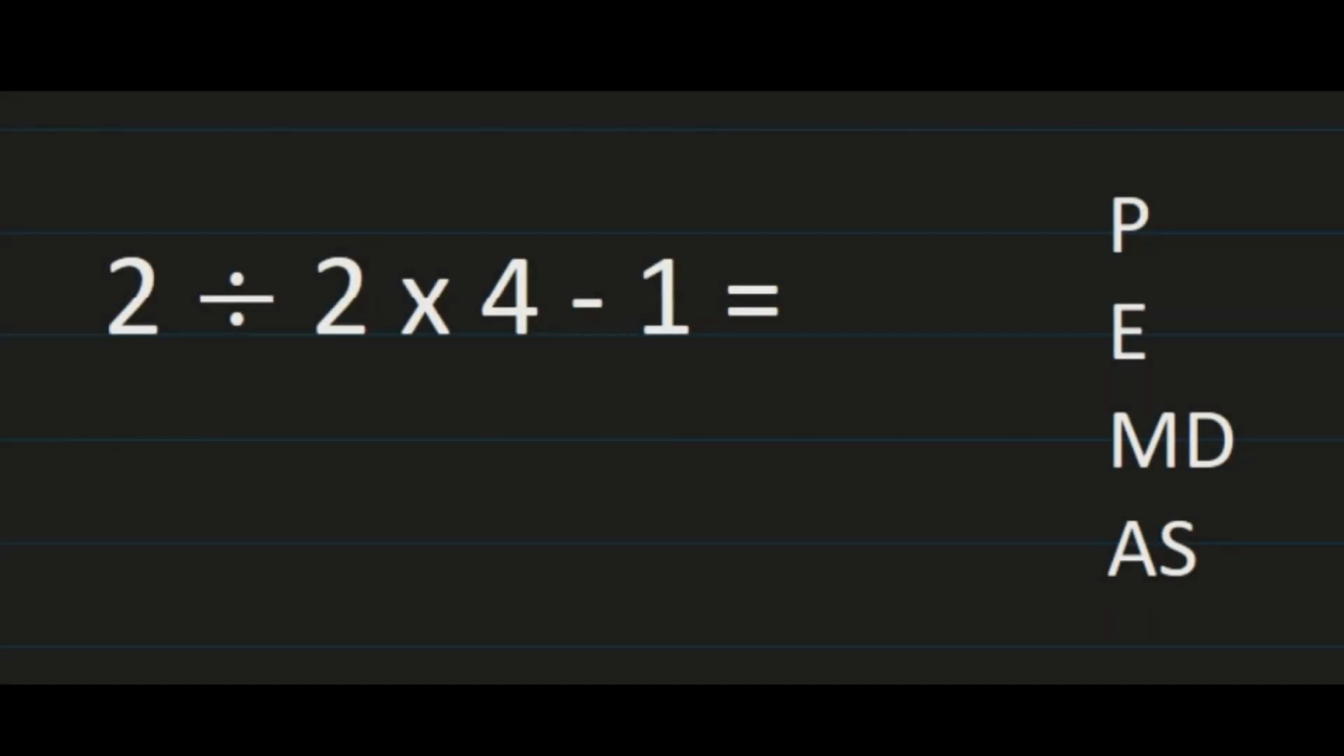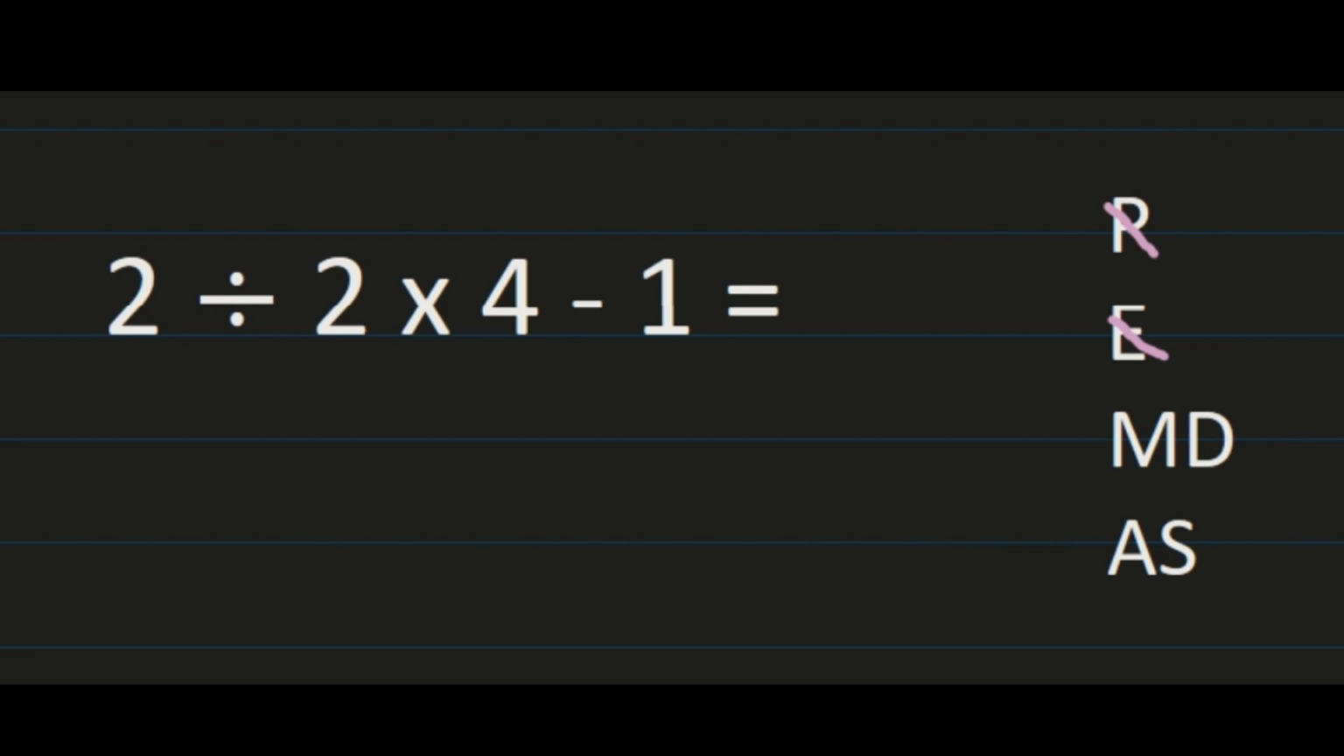For my next example, I have 2 divided by 2 times 4 minus 1. I've written PEMDAS to the side so that I can keep track of my steps. With PEMDAS, we're going to start with P. P stands for parentheses and other grouping symbols. We don't have any grouping symbols of any kind. We don't have any exponents, so we're at the multiplication and division steps.